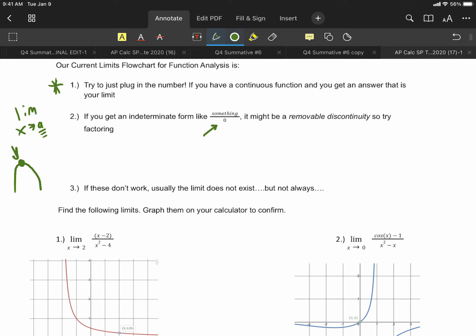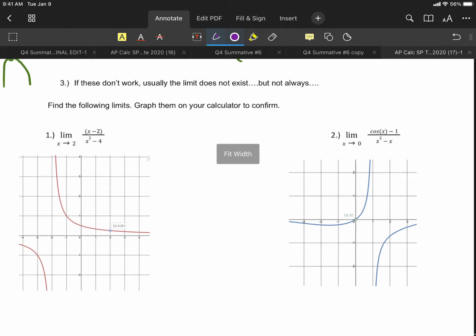But you remember that wasn't the end of the story because, like I said above, you could have a hole. You could have a removable discontinuity, and you would need to investigate further because the limit might not exist, or might actually exist even if you don't get it from plugging in originally. And if we exhausted our factoring and said, okay, it's not factorable, then usually the limit did not exist, but not always. And so let's consider two motivating examples.